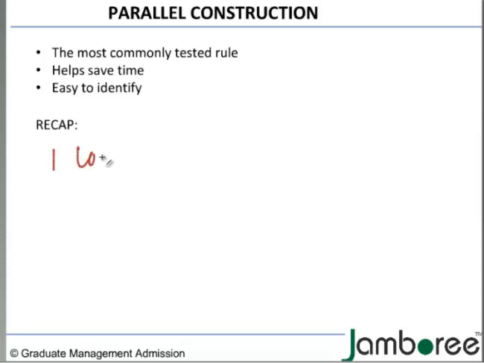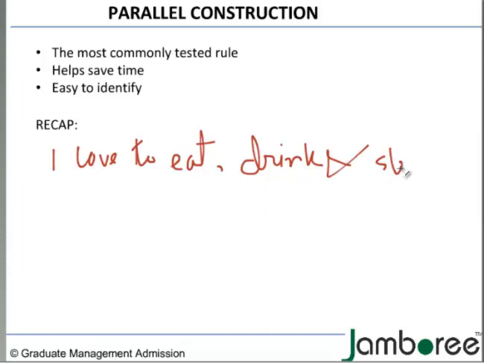Let's say that I love to eat, drink, and sleep, right? So here, of course, your parallel construction identifier is and, right? Whenever you have things joined by the word and, they have to be parallel. Now this sentence is perfect. I love to eat is a verb, drink is a verb, sleep is a verb.